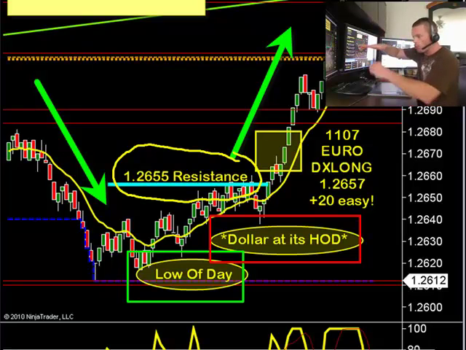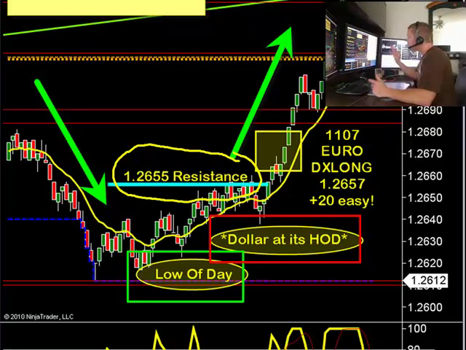So is there anything overhead, right? Maybe a resistance level that might keep me from rising. Okay, so if I can get above that, then I can go up, right? So that's the idea here.